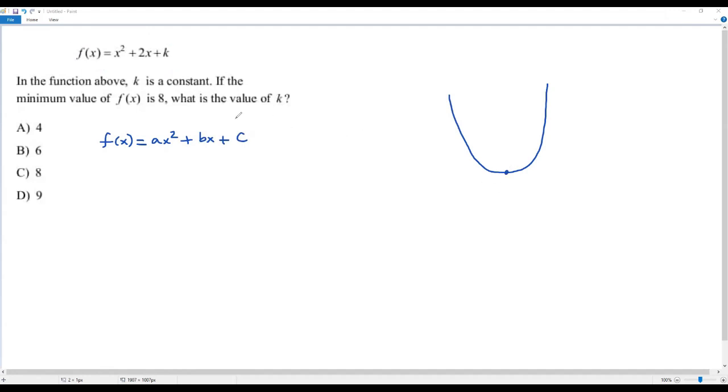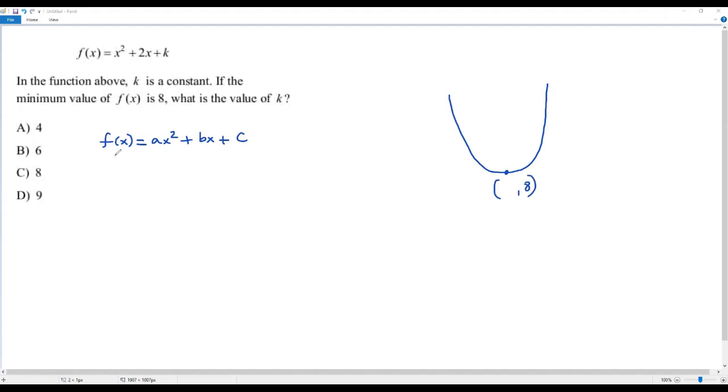When the parabola opens up, then the minimum value of the function f of x will be the y-coordinate at the vertex we have over here. So here we have the minimum value of the function f of x, that is 8. So this 8 must be the y-coordinate at the vertex of the parabola.